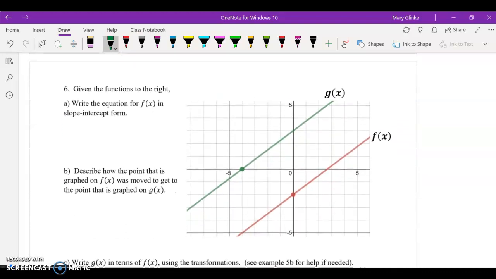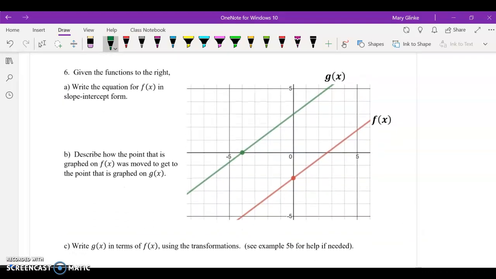We're going to do another example here. Given these two different equations, we're going to take f of x and we're going to write the equation in slope-intercept form. So I can identify two nice points. I go up 3 over 4, so my slope is 3/4 x, and then my y-intercept is negative 2. This was the equation of g of x.